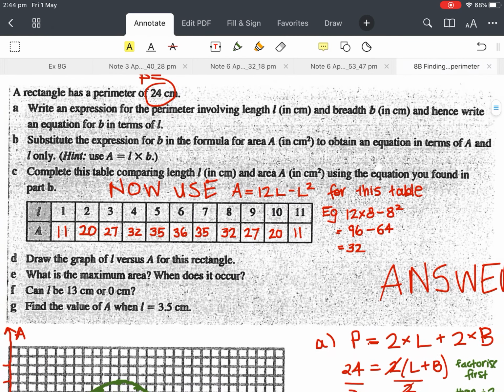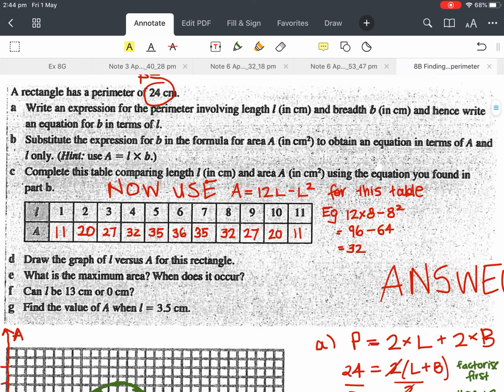All right, so question C now says, complete this table comparing length and area and use the equation you found in part B. So I've written that equation up there for you. Area equals 12L minus L squared. So if you want, you can cover over that table or stop the video and see if you can work that out for yourself. That would be fantastic. Okay. Once you've done that, hopefully you got some numbers similar to mine.